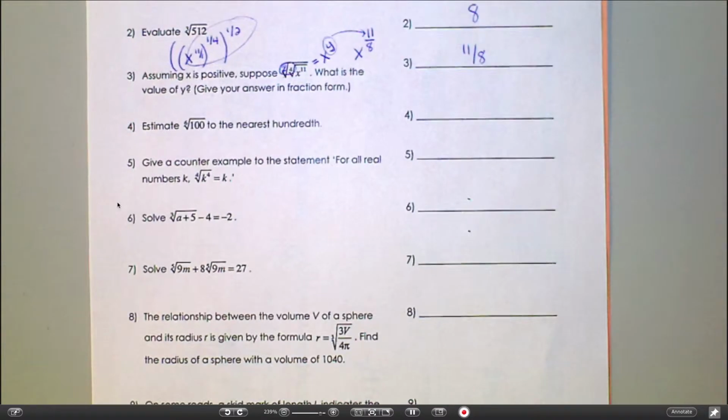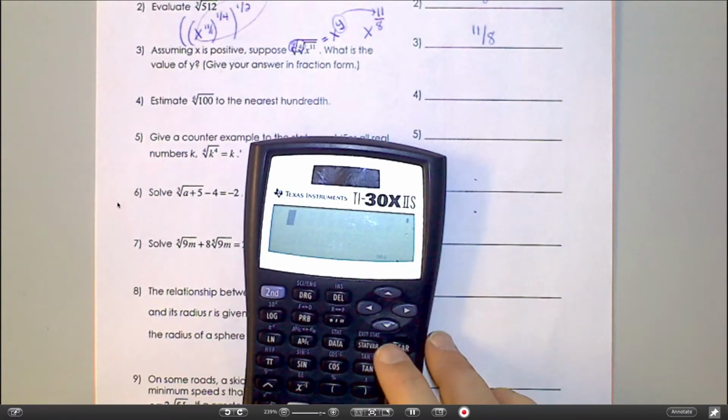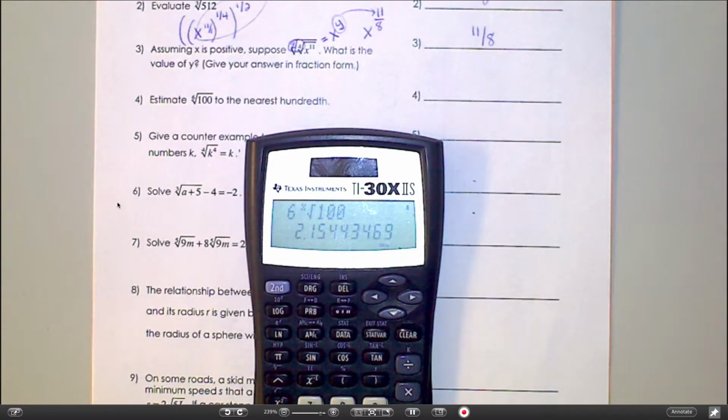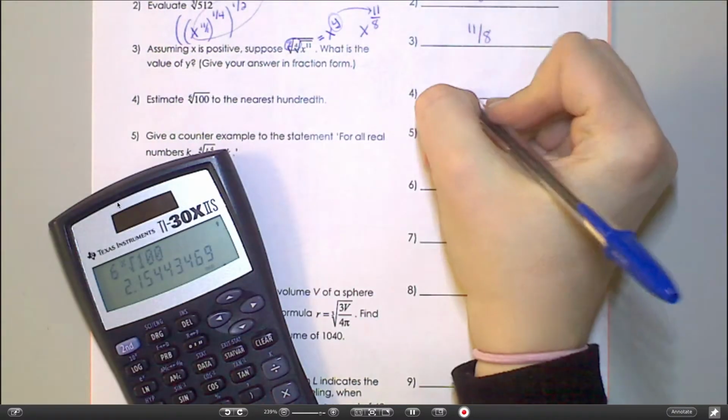Look at number 4. It says, estimate the 6th root of 100 to the nearest hundredth. If it's asking you to the nearest hundredth, what kind of answer do you think you're going to get? A decimal. And where would be a convenient place to get a decimal answer? Your calculator. 6th root of 100. Now, if it says round to the nearest hundredth, I'm going to be picky about you rounding to the nearest hundredth. That's 2 places. And then I should look at the next number to decide if I need to round. Do I? No, so it would be 2.15.